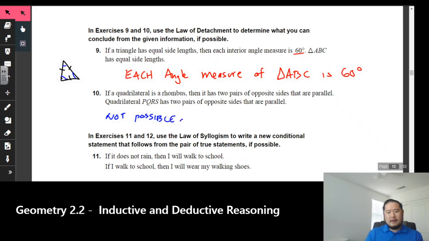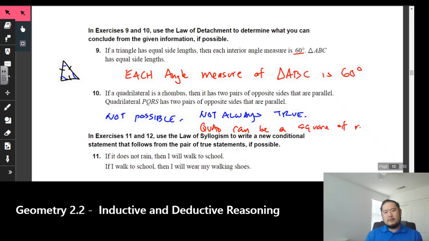The reason being, it's not always true. I'll give my counterexample. The quadrilateral can be a square or a rectangle. All right. Let's take a look next at number 11.